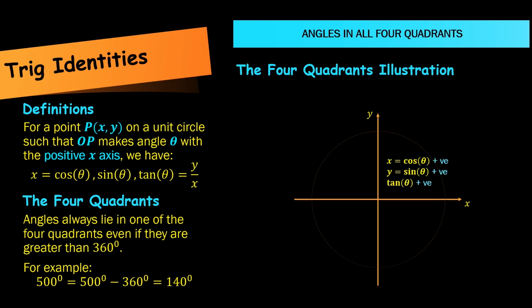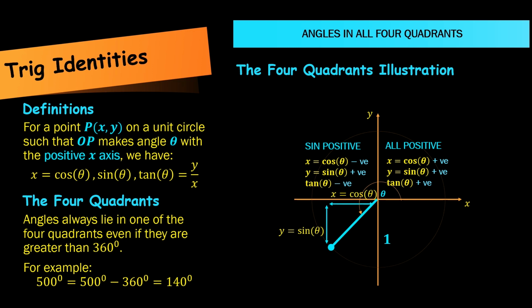So as you can see, x equals cos theta is positive, and y is also positive, and tan is also positive in the first quadrant. In the second quadrant, x is negative, y is positive, and since tan is defined as y over x, tan is negative. So sine is the only one out of the three which is positive.